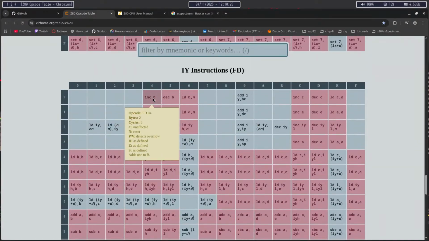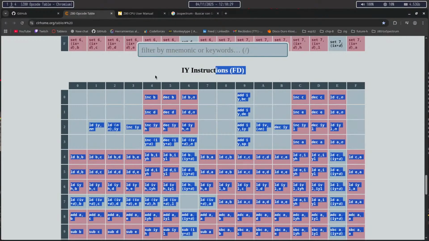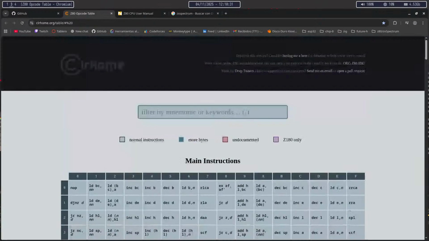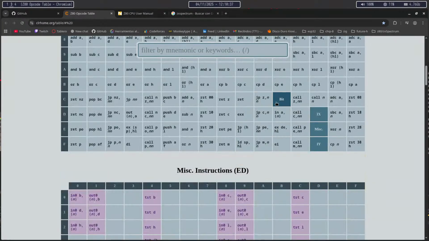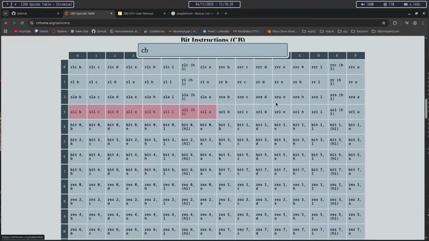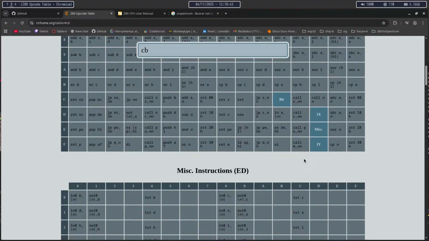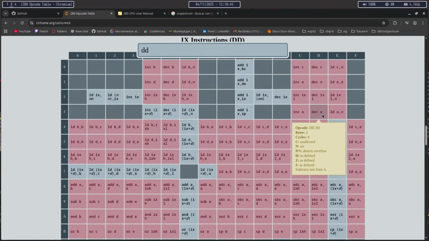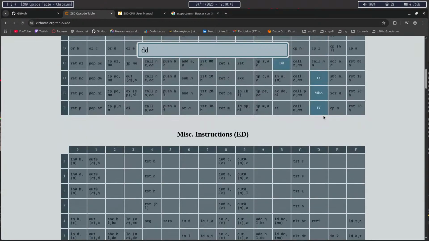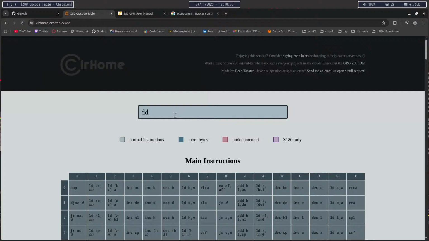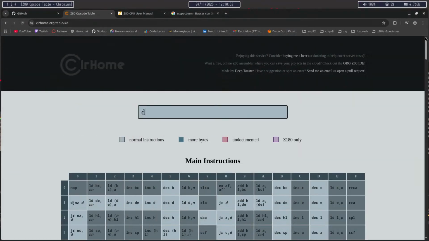Alright, so I guess I have to discover this a little bit later, but what is the purpose of having... Let me look at the legend. Undocumented. Okay. Bit. IX. Anyways, fuck this.